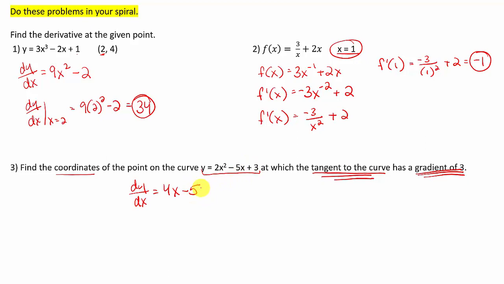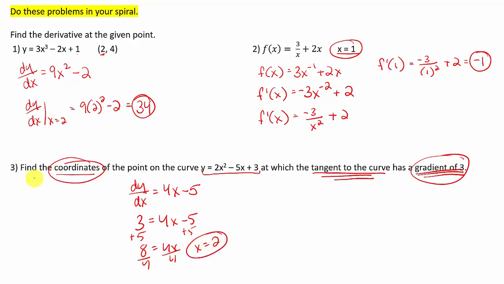Now, I don't have an x value to plug in, so the only other thing that I would be allowed to plug into this equation would be the slope, and they gave me slope, gradient of 3. So that goes in place of the dy dx. And then we solve for x. That's going to give me 8 equals 4x, and so x equals 2. However, we want coordinates, so you can't forget to go back and find the y.